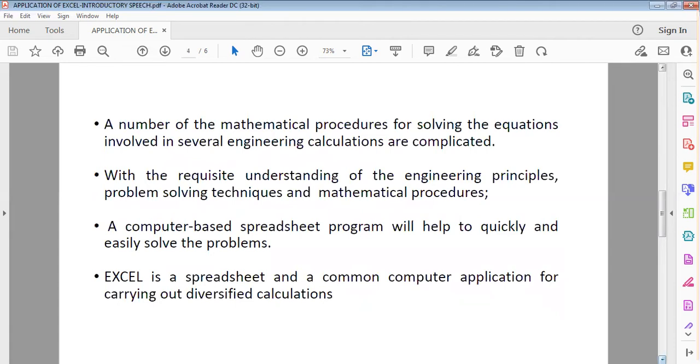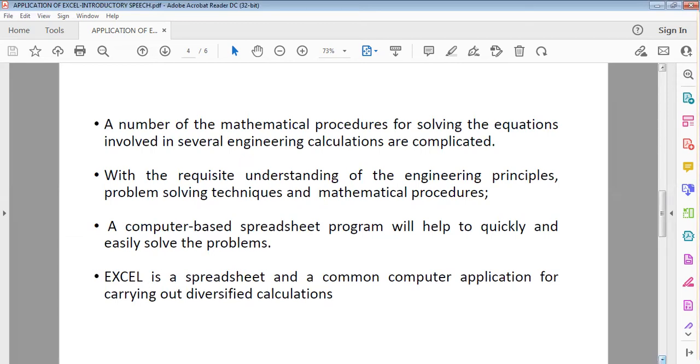Depending on the complexity of the problem, the equation generated might result in mathematical procedures that are complicated to solve. The calculations that are involved in solving the equations might be complicated. However, with the requisite understanding of the engineering principles that apply to the problem and the requisite application of these principles to the problem, and a very good understanding of the problem techniques to be used and the mathematical procedure, the availability of a computer-based spreadsheet will help to solve the problems easily.